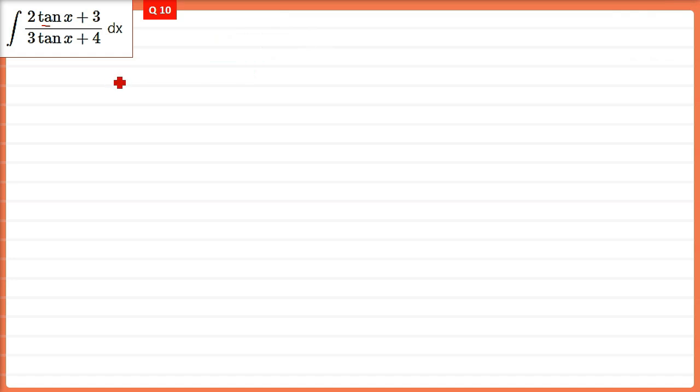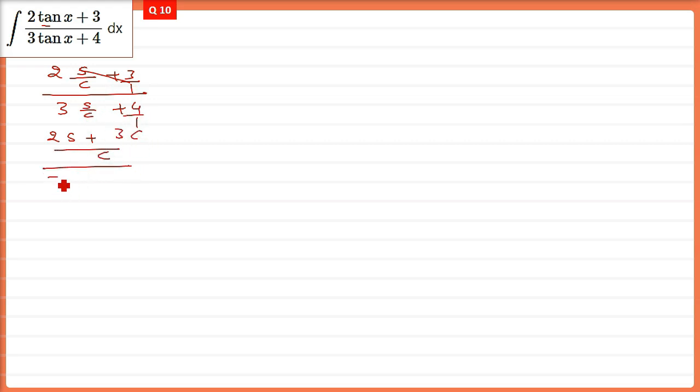So the exact same scenario will be there for you to solve, and I'm quite confident that you know by now how to solve it. So I'm writing tan x as sin x by cos x. In short, 3 sin x by cos x plus 4. Take the LCM, it will be (2 sin x plus 3 cos x) divided by cos x. And this will be (3 sin x plus 4 cos x) divided by cos x. So the denominator gets cancelled and you have (2 sin x plus 3 cos x) divided by (3 sin x plus 4 cos x).